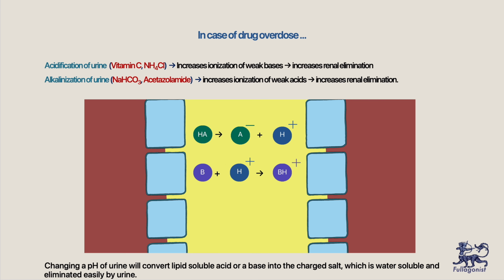To summarize, changing the pH of the urine will convert the lipid-soluble acid or a base into a charged solid. A charged particle is water-soluble and cannot move back across the renal epithelium. This leads to entrapment of the drug in the renal tubule and increase in drug excretion.